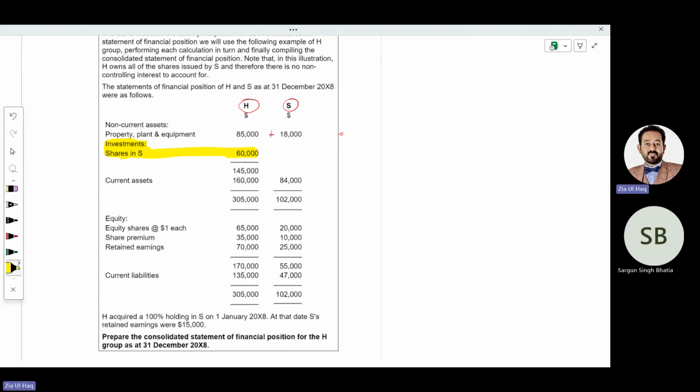And then current assets, for current assets, we need to add them. To prepare consolidated financial statements, we will add them. Current liabilities, we will add them. Now look at the equity part. What we need to do with equity.